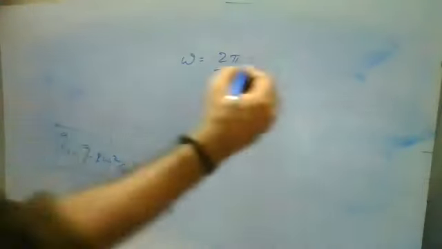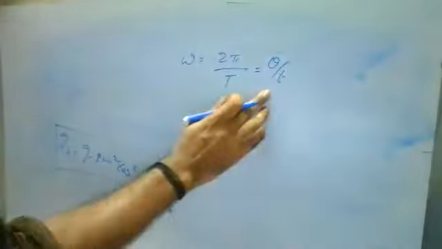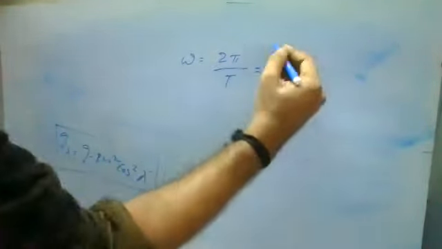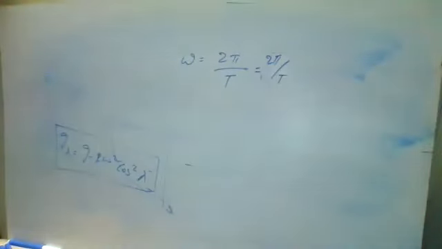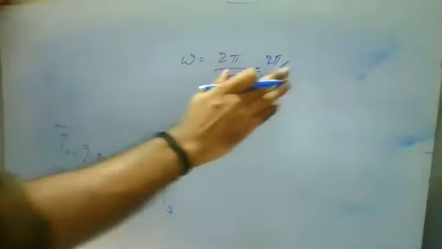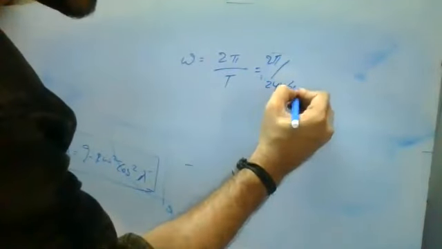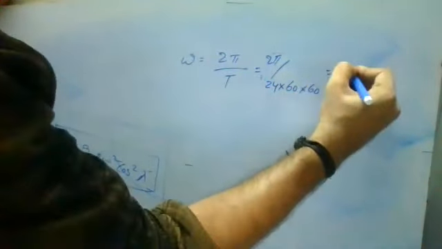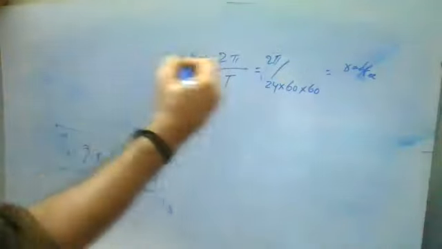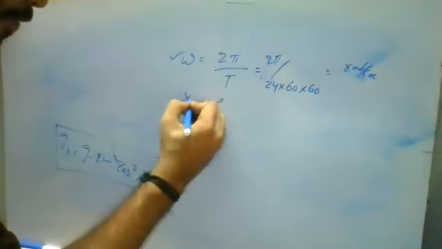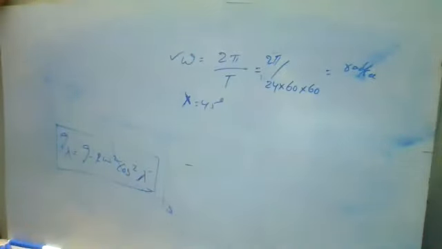Or you can write this as theta by t. T is the total time period. When we speak of the total rotation, it is 2 pi radians. Here the 2 pi value we know. T is for one complete cycle, that is 24 hours, one complete rotation, so 24 into 60 into 60 to convert into seconds. It is in radians per second. So we got the omega, and lambda is 45 degrees.